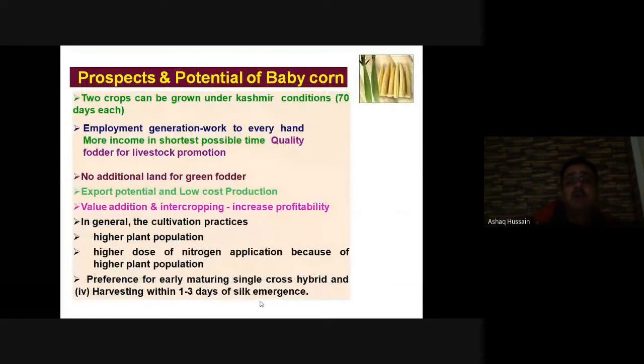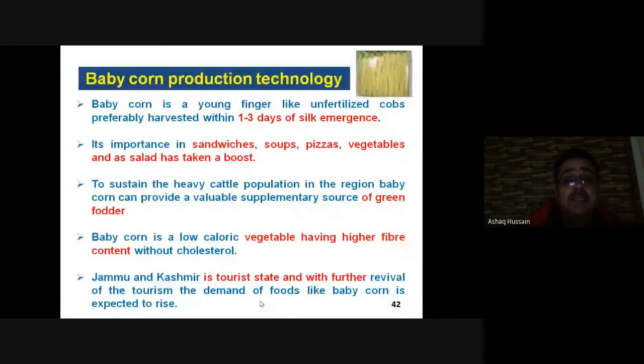Then the prospects of baby corn are also excellent, because this being a tourism state, the baby corn produced can be supplied to the hoteliers for catering to the needs of the tourism industry. This is also a high value crop, and the cob has to be harvested 1 to 3 days after silking. Sandwiches, soups, pizzas, vegetables, and salads can be made from this type of baby corn, and the fodder can be supplied to the animal industry.